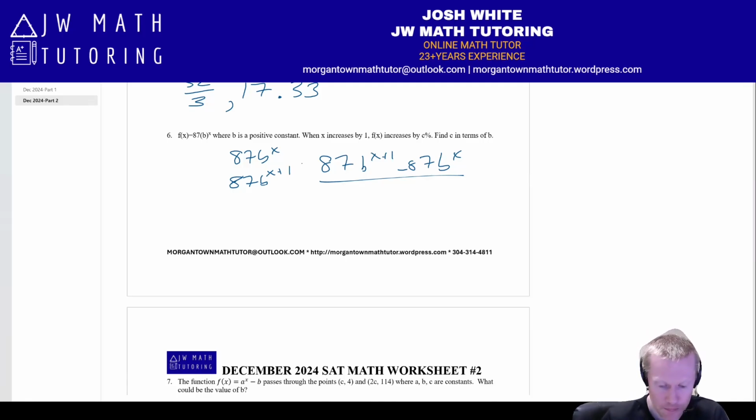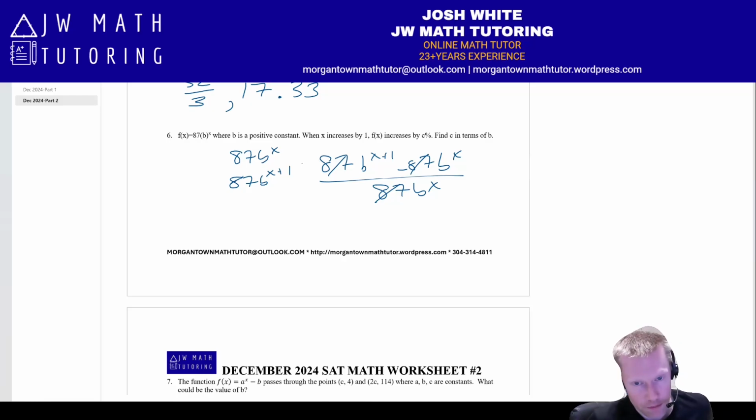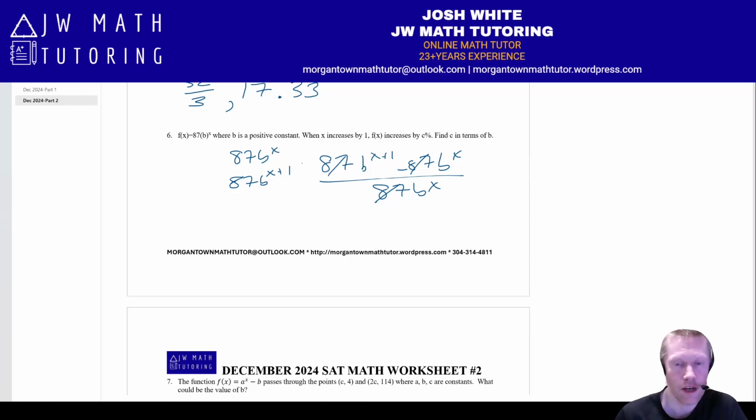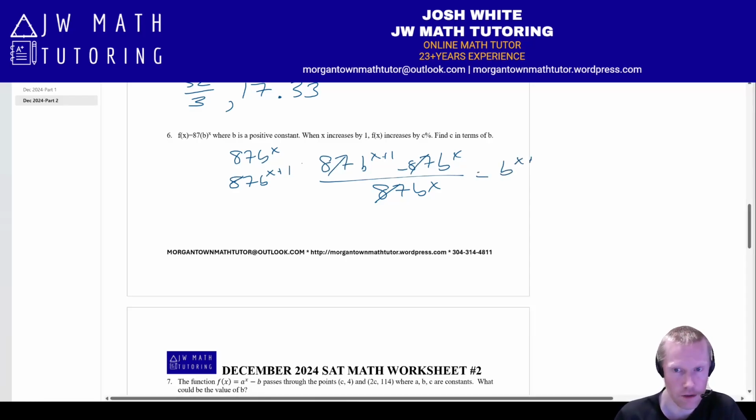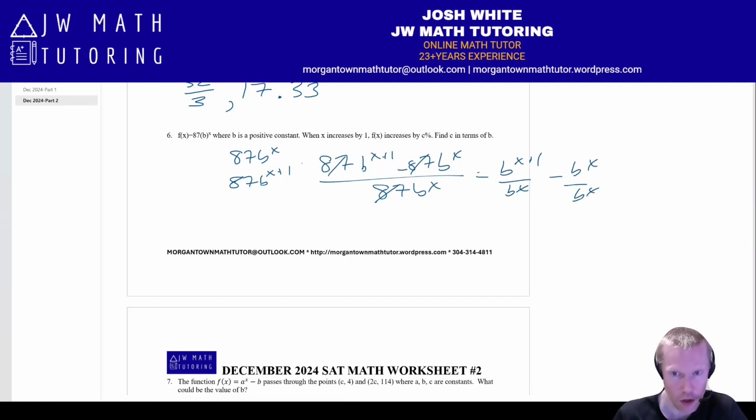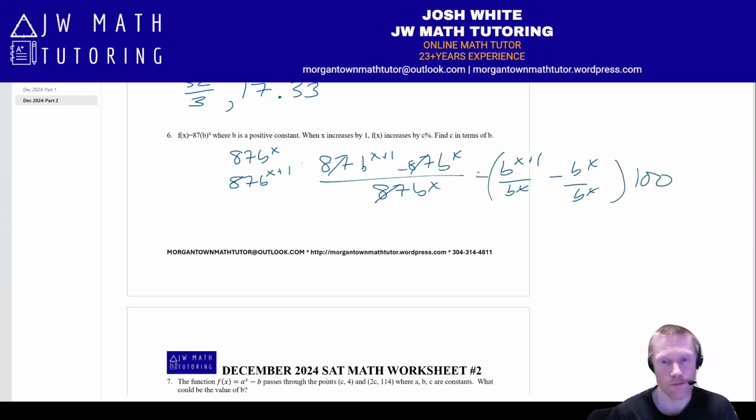And again, because it says it increases by c%, excuse me, that's a percentage increase, which means we need to find the difference and then divide it by the old or the original. So now, a couple of things. First of all, the 87s can all cancel out. Also, you can split this up into two fractions. So if we split this up, we're going to get b to the x plus 1 over b to the x, minus b to the x over b to the x. Also, remember, we're going to have to multiply by 100 to turn it into a percentage.